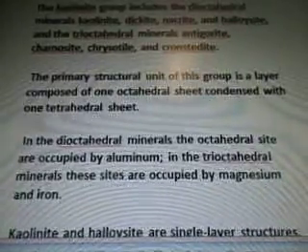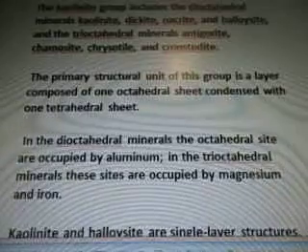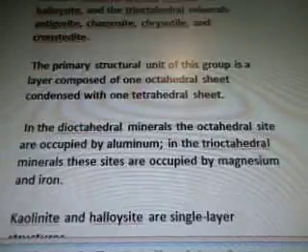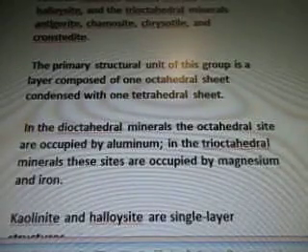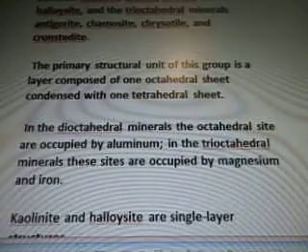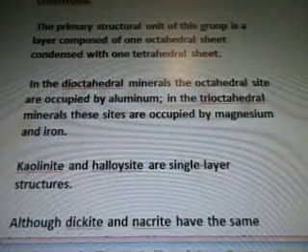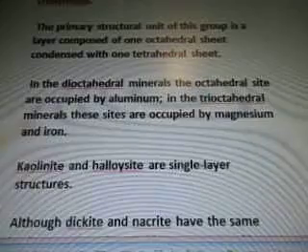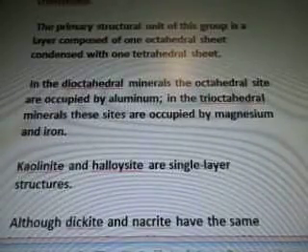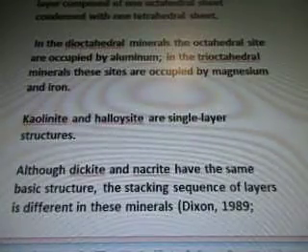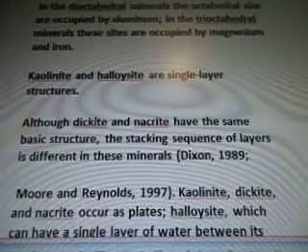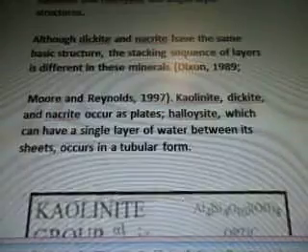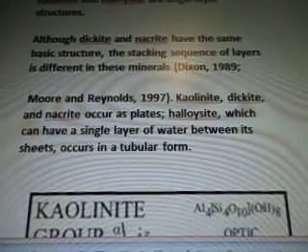Anyways, the primary structural unit of this group is a layer composed of one octahedral sheet condensed with one tetrahedral sheet. In the dioctahedral minerals, the octahedral sites are occupied by aluminum. In the trioctahedral minerals, these sites are occupied by magnesium and iron. Kaolinite and halloysite are single-layer structures. Although dickite and nacrite have the same basic structure, the stacking sequence of layers is different in these minerals.